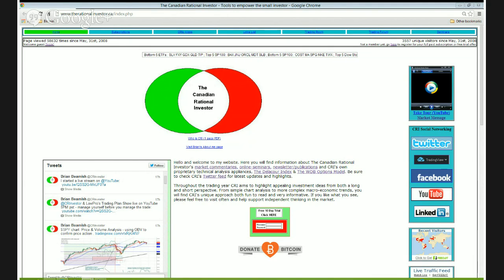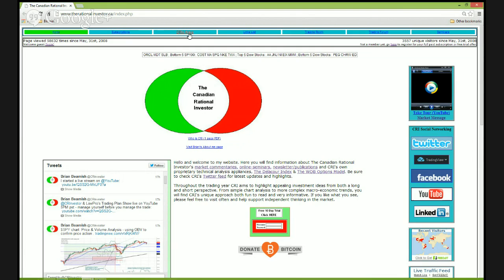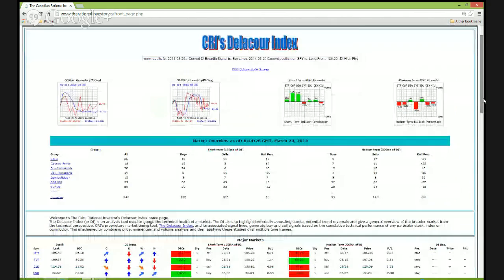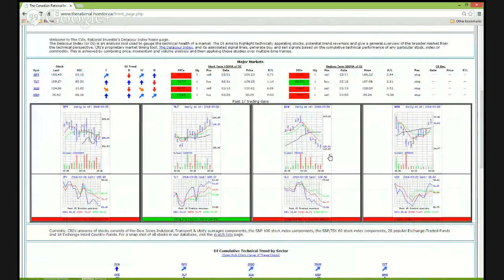If there are questions that you have, could be on the website itself, could be on the algorithms that I run. I run one basic broader market algo that tells me what I should be looking at in the bigger picture. Just to give you a little bit of overview, it's called the Delacour Index, the broader market algo that I run. And it basically tells us what we should be buying, what we should be selling at any given point in the market.